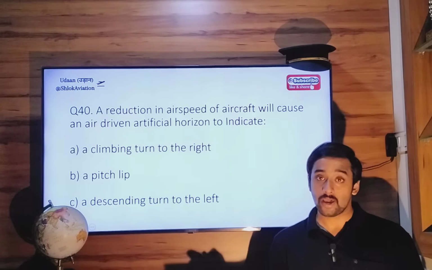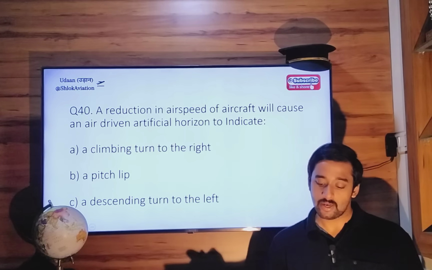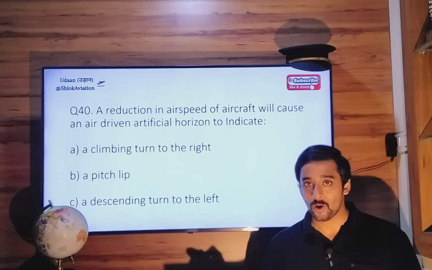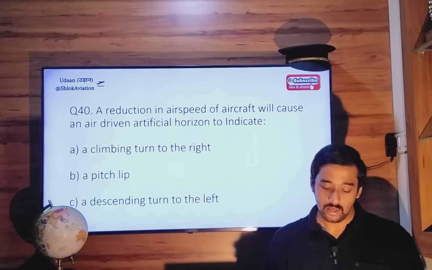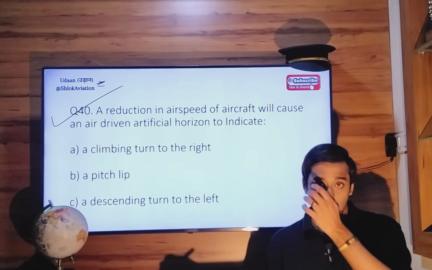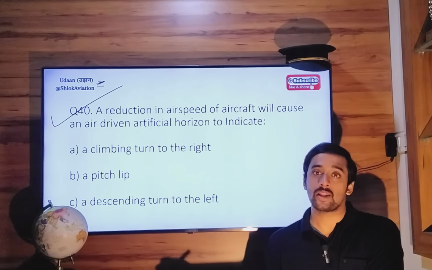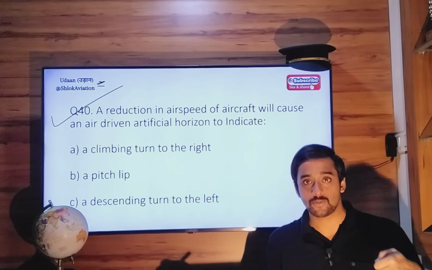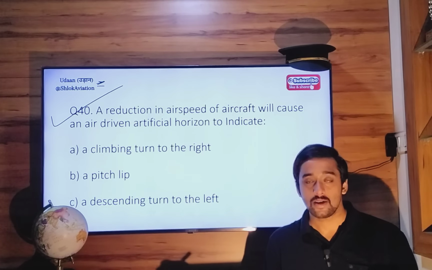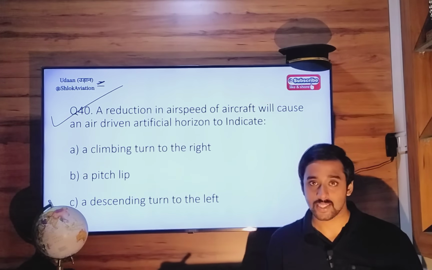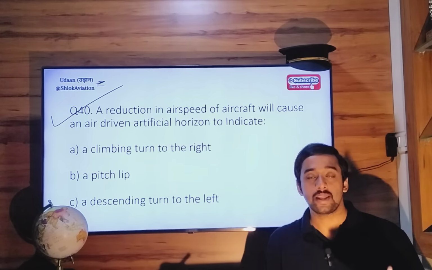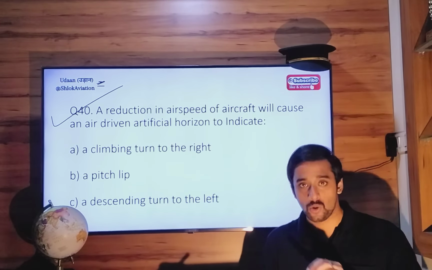Reduction in airspeed of aircraft will cause an air-driven artificial horizon to indicate what? Very important practical question. When you start flying, note this phenomenon. Whenever you decrease your airspeed, what happens to the artificial horizon? When you increase your airspeed, when you accelerate, what happens to the artificial horizon?